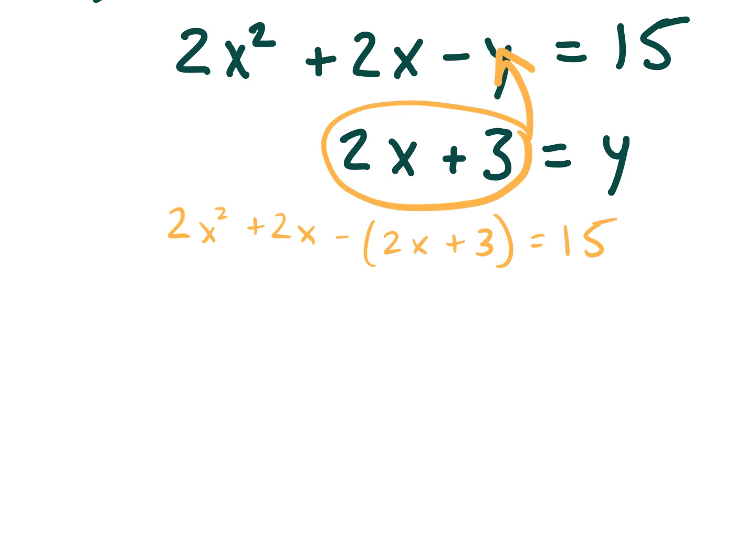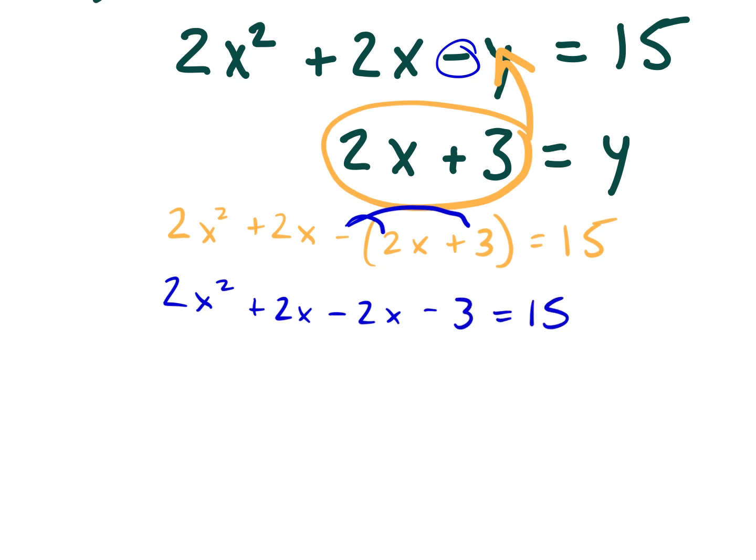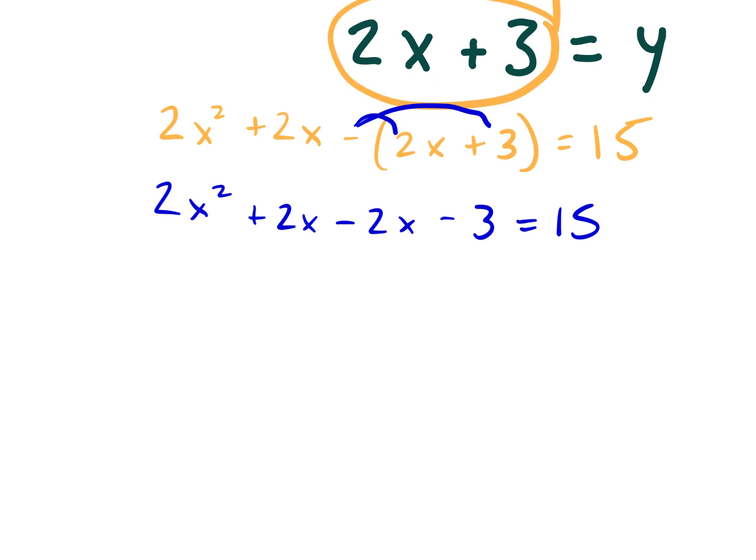What do we have to do next? Awesome. So if you're plugging it in and there's a minus in front, you have to distribute the negative. So make sure when you plug it in, you plug it into parentheses. This is what I mean when I say be careful, because that will change your answer. So we have 2x squared plus 2x minus 2x minus 3 is equal to 15. What next? We can combine the two x's together so they cancel. So I have 2x squared minus 3 is equal to 15.